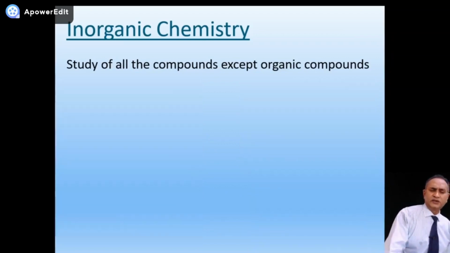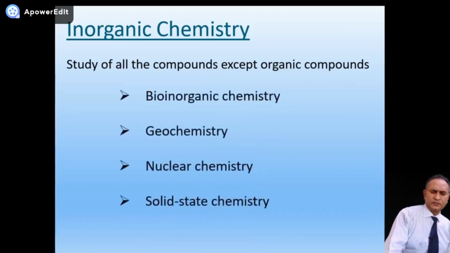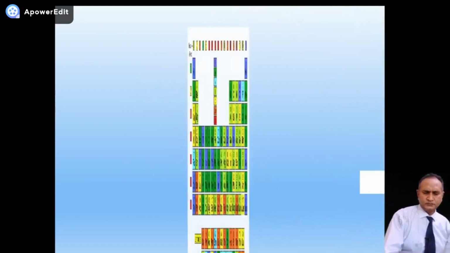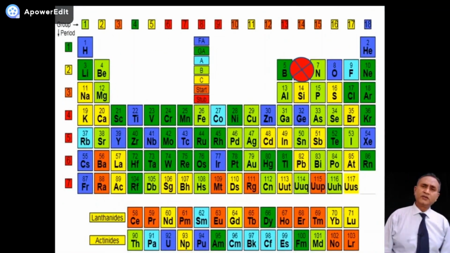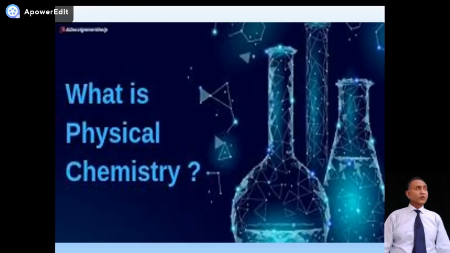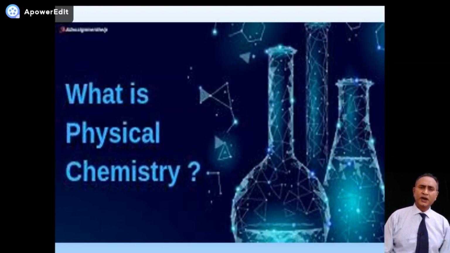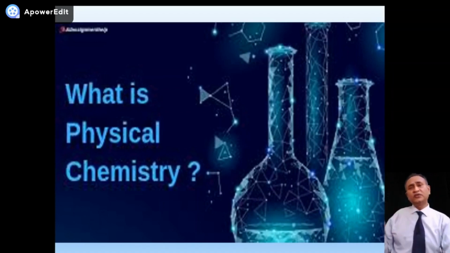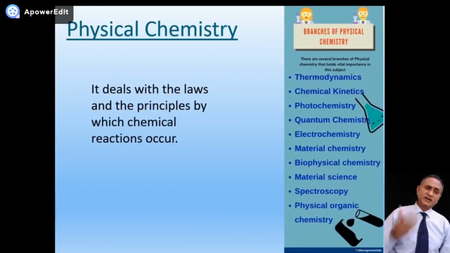Okay, now let's proceed to the next. So, the study of all the compounds except carbon compounds. Carbon I have covered. Now the third one is physical chemistry. What is physical chemistry? When you proceed with a thing, you have to abide by and follow certain rules and regulations. So when atoms combine together to form a compound, they follow certain rules and regulations. Those rules and regulations can be studied in physical chemistry.